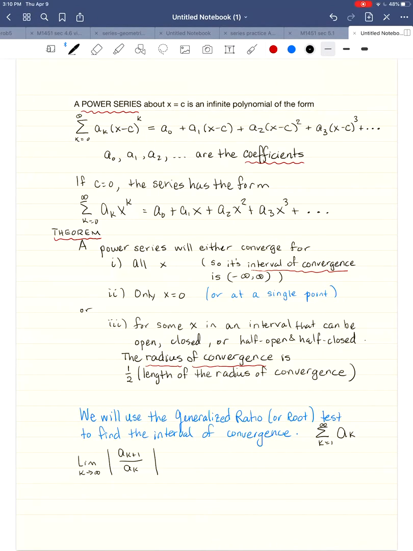So in the generalized ratio test, look at the ratio of the subsequent term over the current term and look at that limit. If that limit is smaller than 1, then the series converges. That's what we're going to use. The other two parts were: if that limit is bigger than 1, the series diverges, and if that limit is equal to 1, the test is inconclusive.